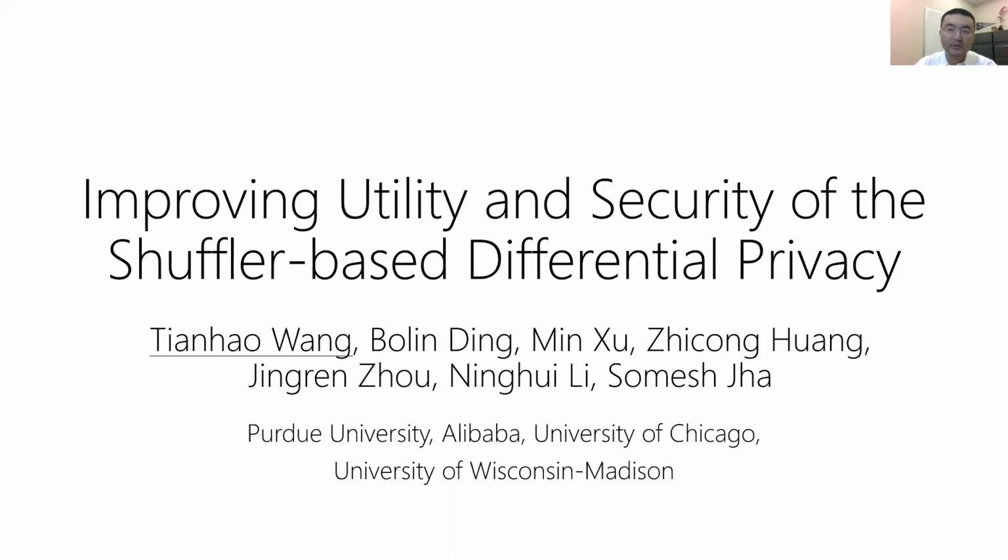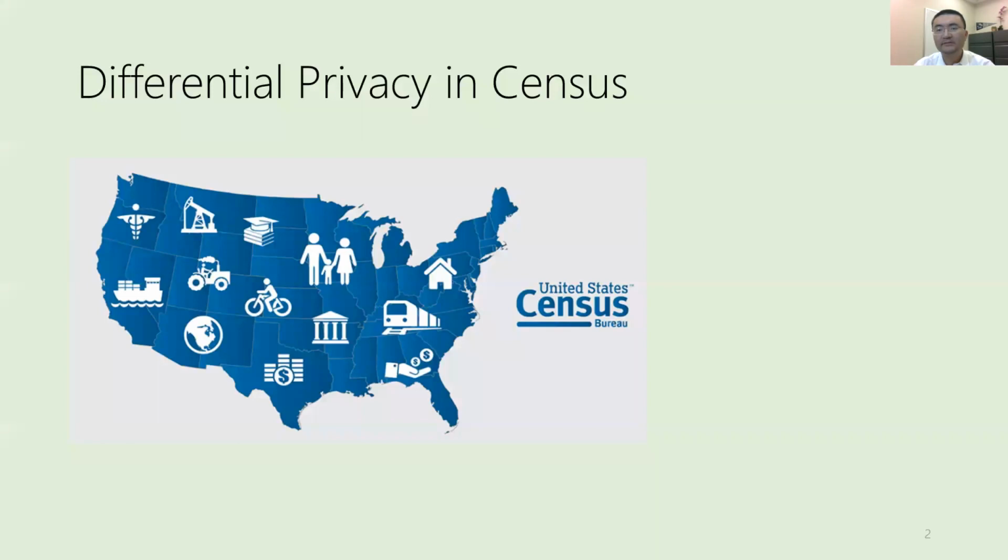In this paper, we investigated the recently proposed shuffler-based differential privacy, and we improved its utility and security. Differential privacy is used in the 2020 US Census for publishing demographic information about every individual in the nation.